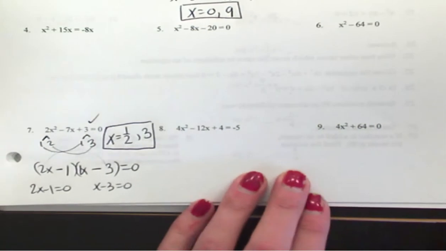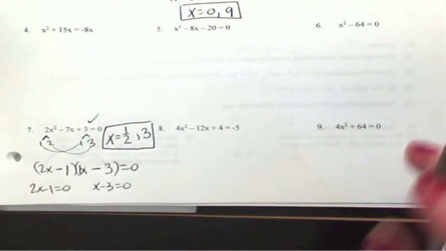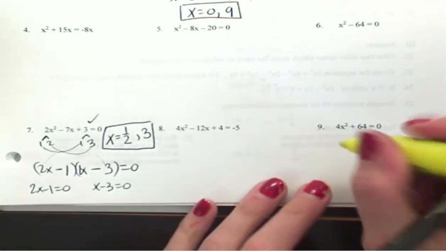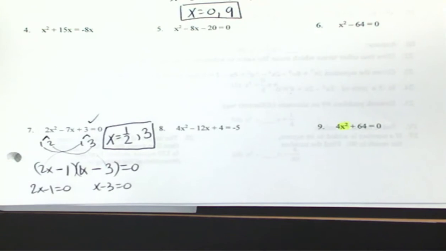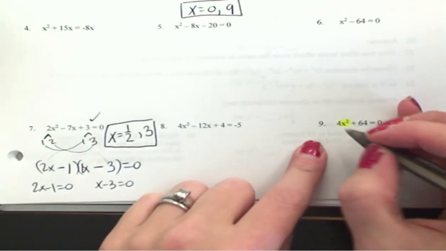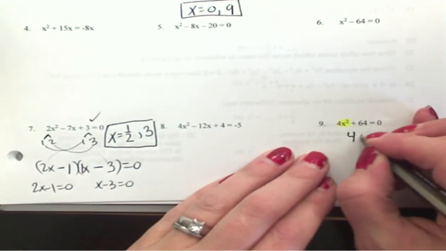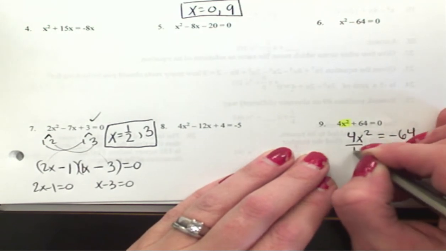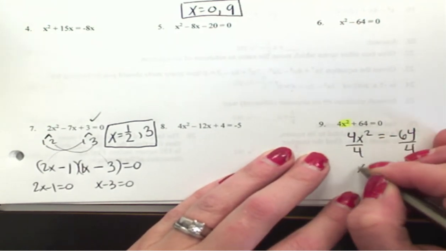9. Okay, yeah, 9's a good one. Flow chart. Do you have 1x? Yes, that means you should be trying to isolate it. If you pick the wrong method, it's a lot harder than it needs to be. Okay, so I'm going to minus 64 from both sides and divide by 4.